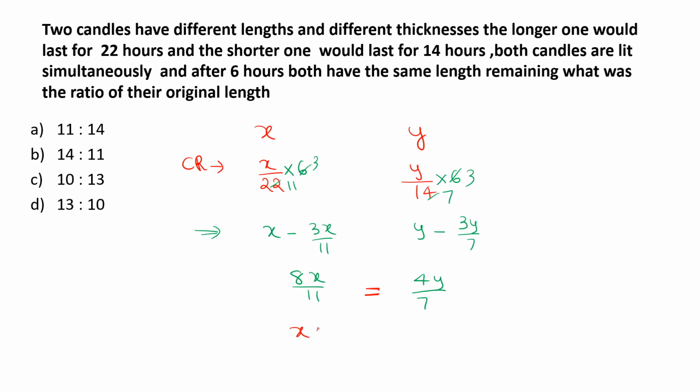Then the ratio x is to y, that is the ratio between the initial lengths of those two candles, would be 4:7 multiplied by 11 by 8. That means 4 ones and 4 twos, take as 11:14. Then the ratio between the original lengths of those two candles is nothing but 11:14. That is option A would be our answer.